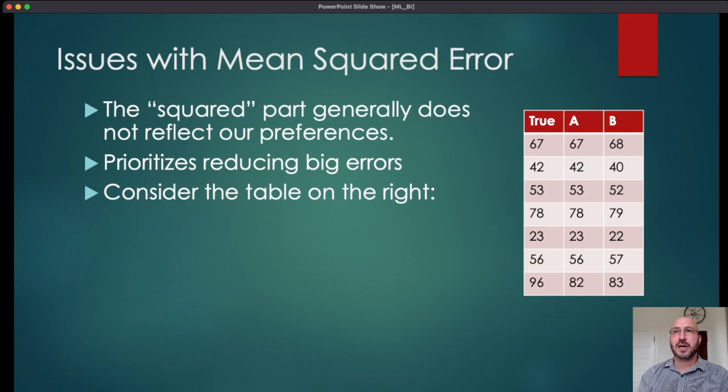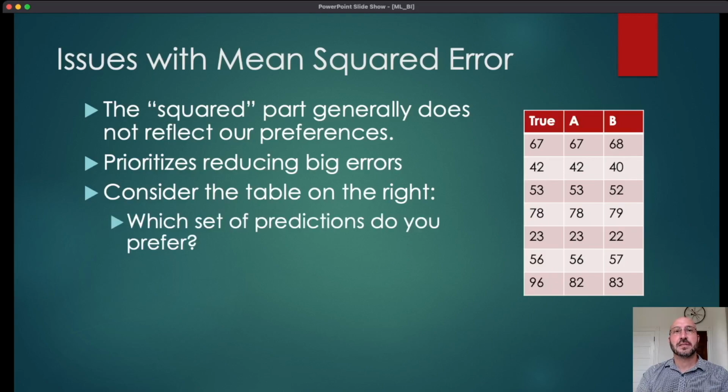Meanwhile, model B is off by 1 or 2 on each of the first 6 data points. But on the last data point, it makes an error of size 13 compared to A's 14. Yet for mean squared error, which set of predictions do you think mean squared error would prefer, and which set of predictions do you actually prefer?